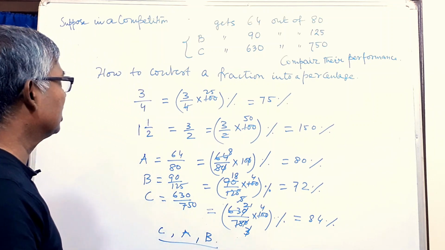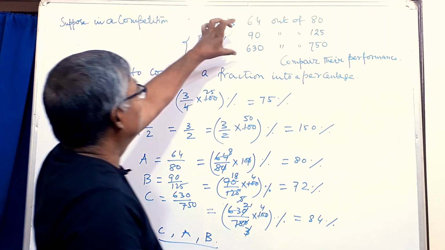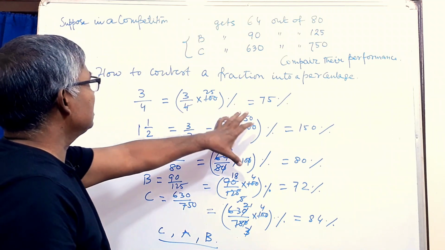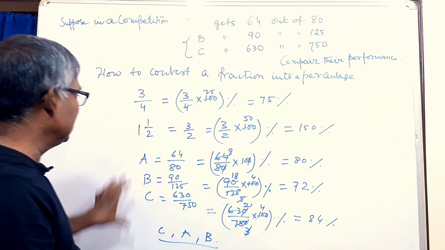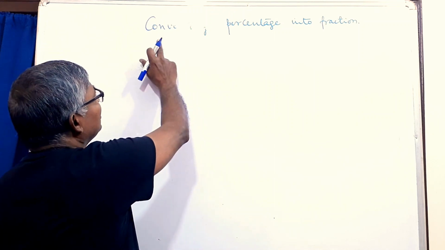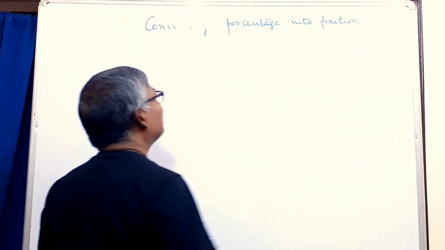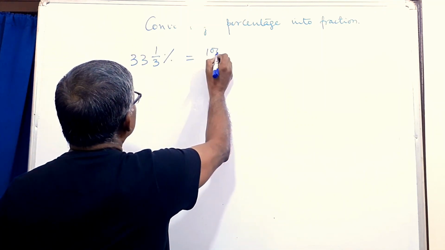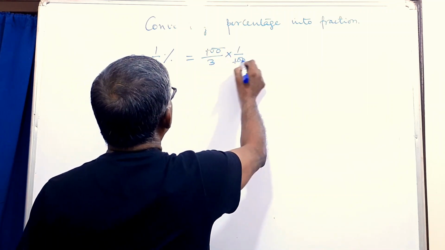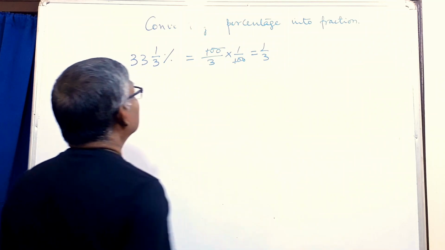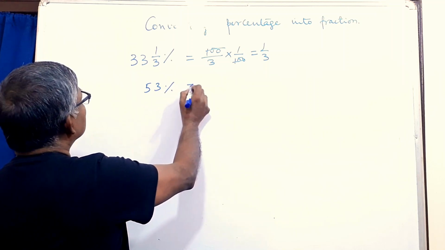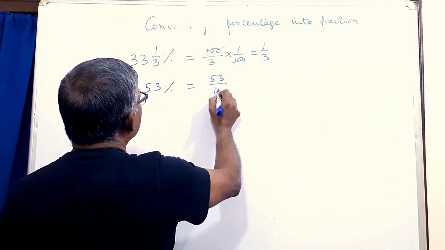So in case of such different numbers, you simply convert into percentage and get the solution very easily. Students, let us learn converting percentage into fraction. Suppose what we write into 1 by 100, that is 1 by 3. Suppose 53%, that is 53 by 100.